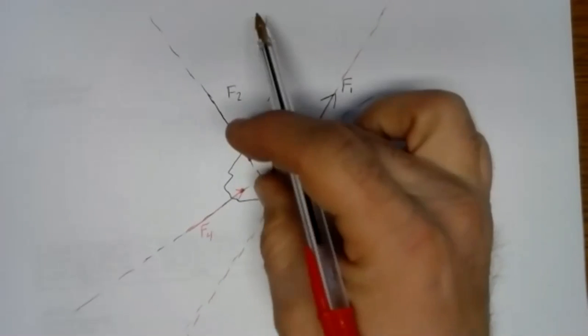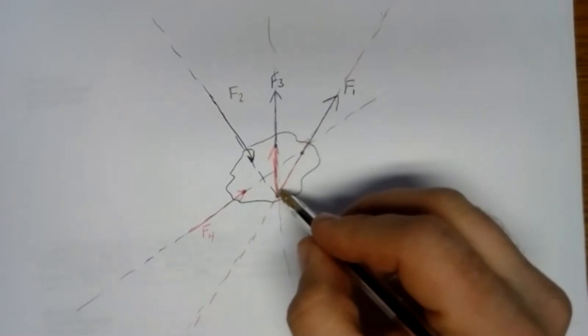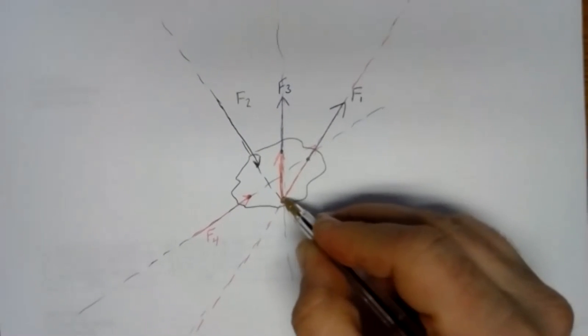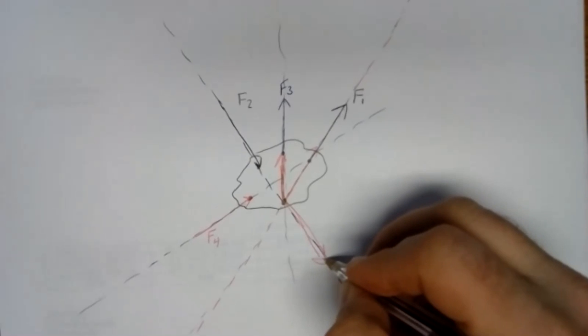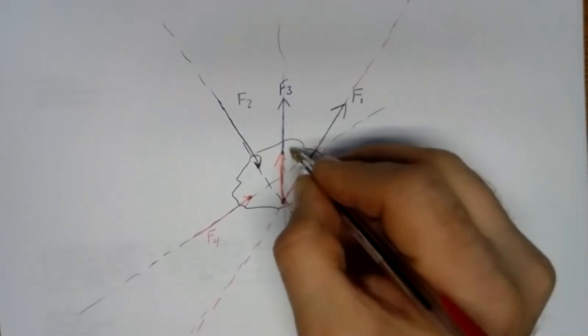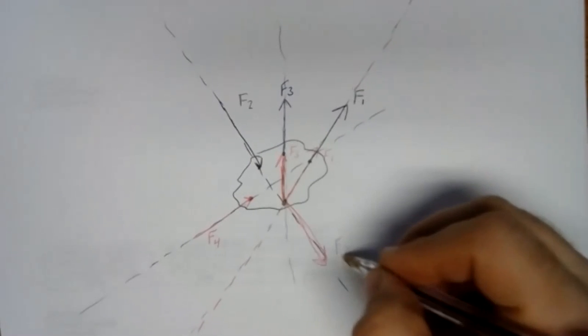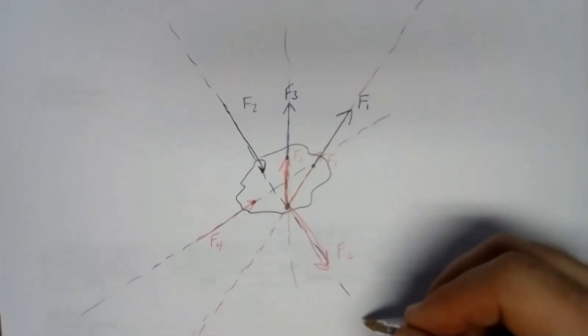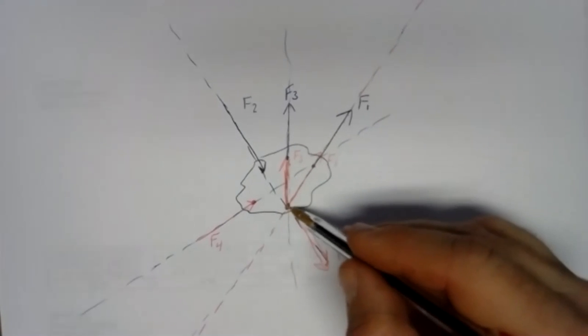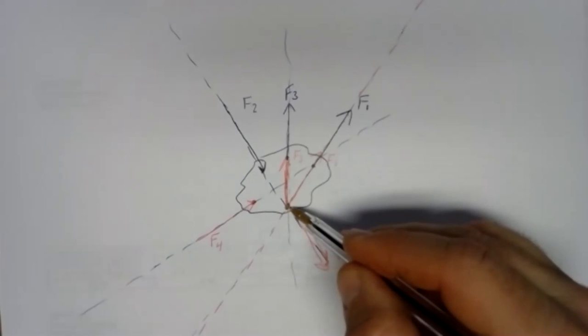And I could take force 2 and pick it up and move it down, so instead of pushing, it's more of a pull. As long as it's along the line of action, so this would be F2, F1, and F3, we can put that force anywhere we want. And in a concurrent system, there's always a special point, that point where all those lines of action intersect. So that's the point we want to move all the forces to.